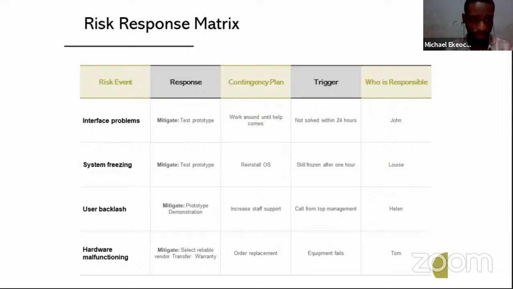So under risk events, one of the examples here is system freezing. The response to that particular risk event is to mitigate, test the prototype, and then the contingency plan is to restore the operating system. The trigger is still frozen after 1 hour, and then you have Luis or whoever, Samuel, Matthew, whoever you want to put in charge of that particular risk.